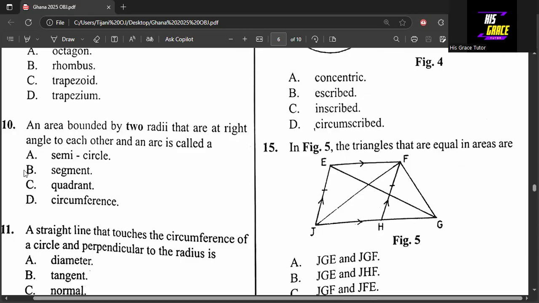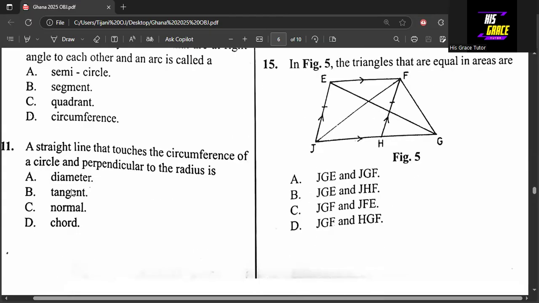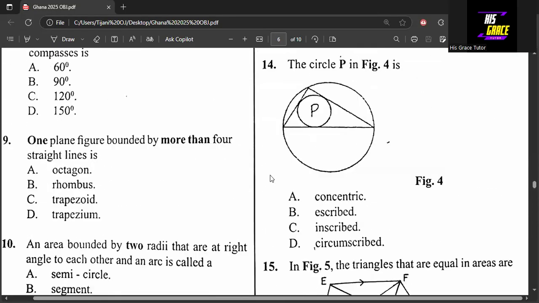Then question 10 says that an area bounded by 2 radii that are at right angle to each other and an arc is called quadrant. That's option C, the answer to question 10. Question 11. A straight line that touches the circumference of a circle and is perpendicular to the radius is a tangent. So option B, this was the answer to that question. Let's look at question 13.